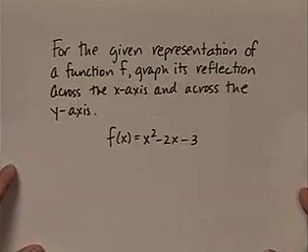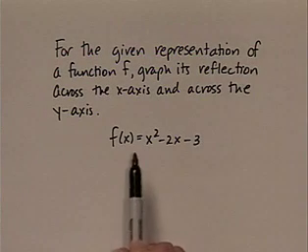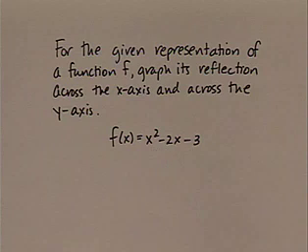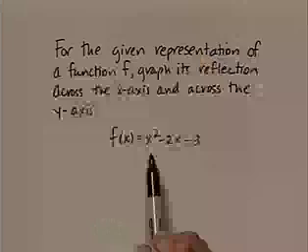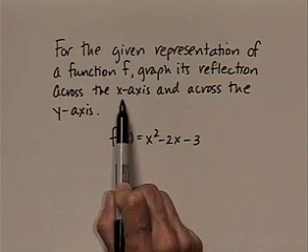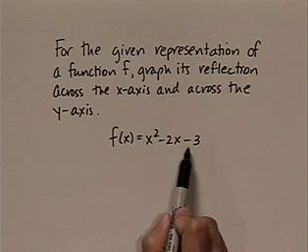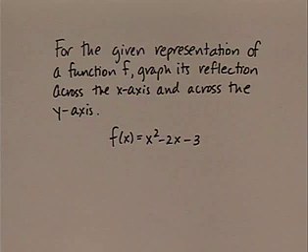For the given representation of a function f, graph its reflection across the x-axis and across the y-axis. And we have the function x squared minus 2x minus 3. But we're going to go back to a graphing calculator to help with this one, and we'll graph the original function as it is, and first we'll graph its reflection across the x-axis. What that means is I want to graph the negative of this function. Let's see how you can do that on a calculator.